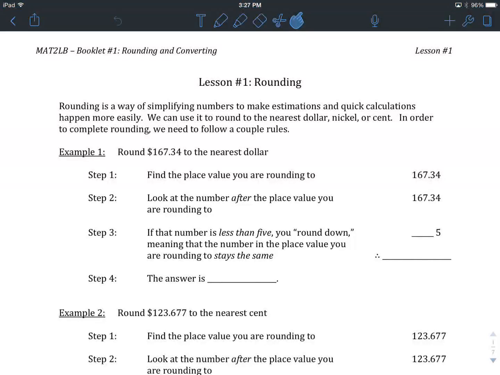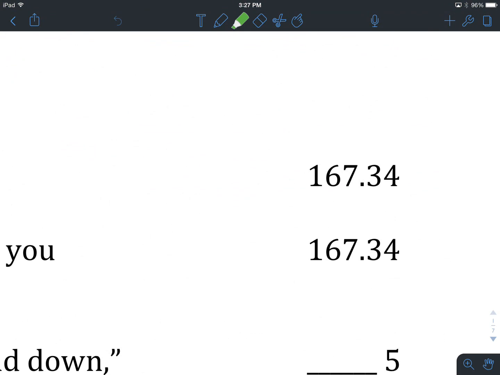So let's take a look at example number 1, which says, round $167.34 to the nearest dollar. The first step is to find the place value that you're rounding to. So in $167.34, we're asked to find the dollar place value. Dollars are ones, so that means we're looking at 7.